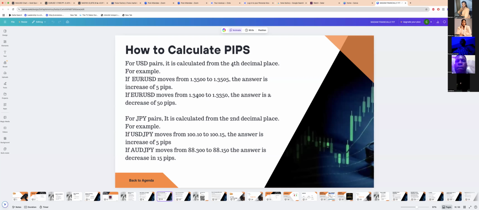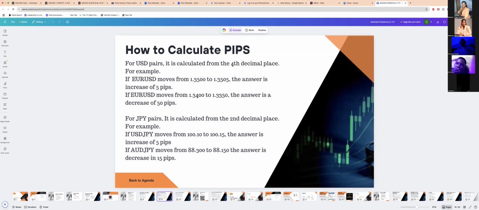So you guys should go and practice more, right? So the next one is the JPY pairs. It is calculated from the second decimal place, right? For JPY pairs, I mean the ones that have JPY as their quote, the second currency in the pair. Let's take USD/JPY for example. It moves from 100.10 to 100.15. Now it is the second number after the decimal point we're going to be looking at. So you guys can tell me, it's easy now. Tell me, how many pips did that one move?